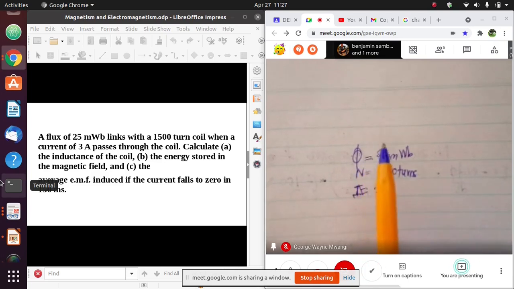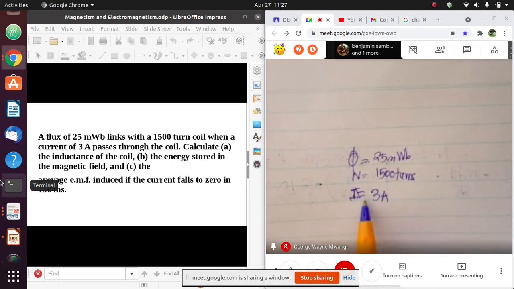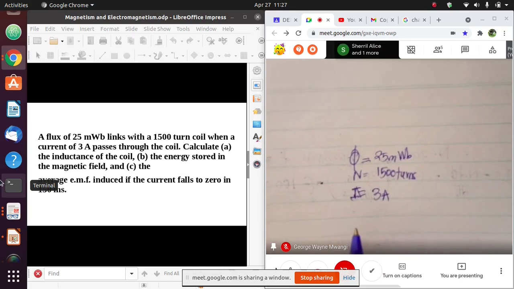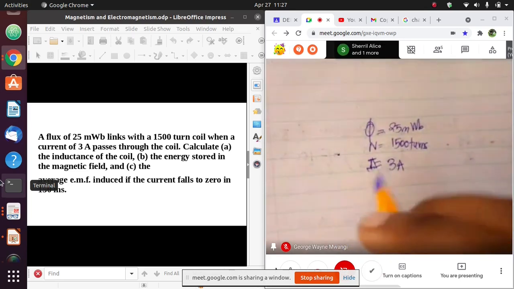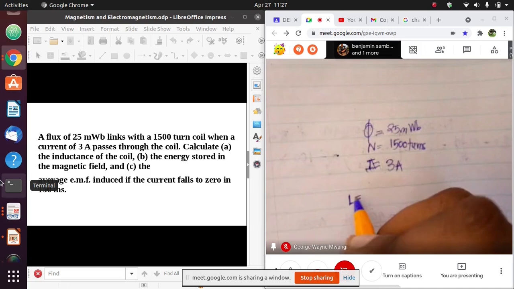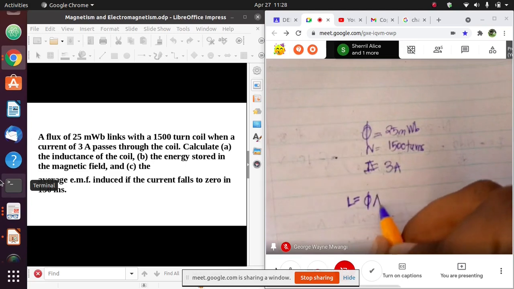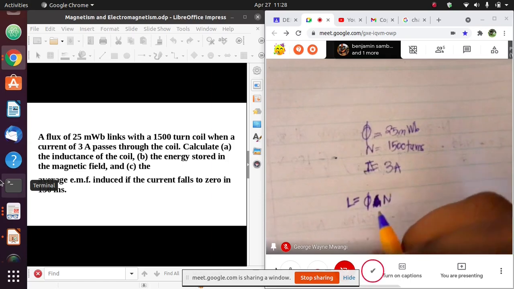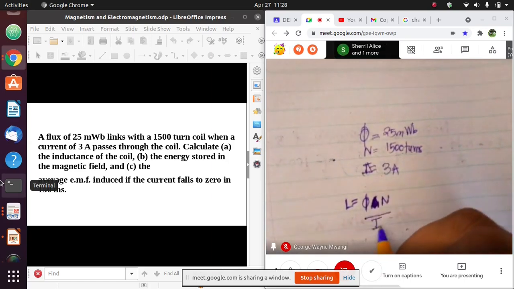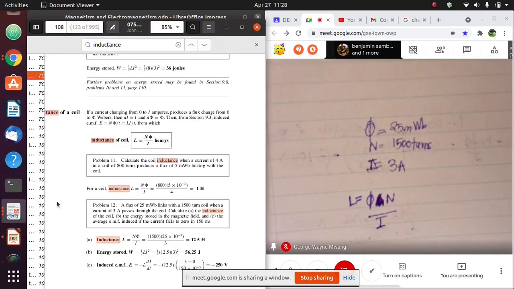Now you're told that a flux of 25 milliweber links with a 1500 turn coil when a current of 3 amperes passes through the coil. Calculate the inductance in that coil. Now, how do we find inductance in a coil? L is given by the flux linking the coil times the number of turns over the current passing through that coil. Hiyo formula ambayo tumefanya just before.